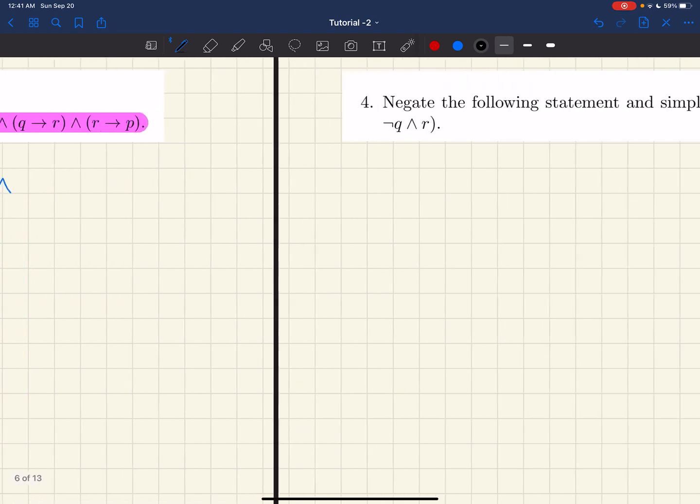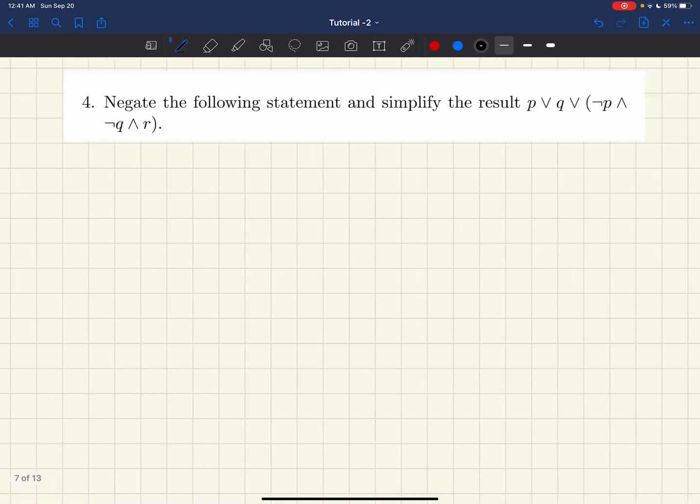Now moving on to the fourth problem. Here we are asked to negate the following statement and simplify the result. The statement is P or Q or not of P and not of Q and R.